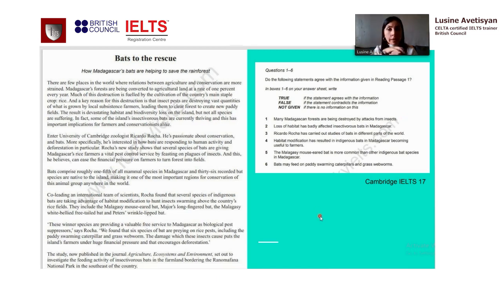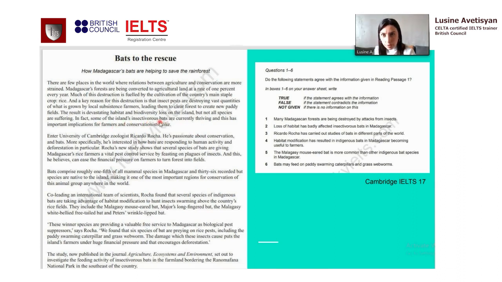Loss of habitat has badly affected insectivorous bats in Madagascar. Some parts for me to check. What has badly affected? Loss of habitat. They don't have habitat, so this badly affects what? What type of bat? Insectivorous bat. Okay, so first of all, I need to find the information, and to help me find it is this technical word describing the species, which is the word insectivorous. Okay, so let's get to that part.